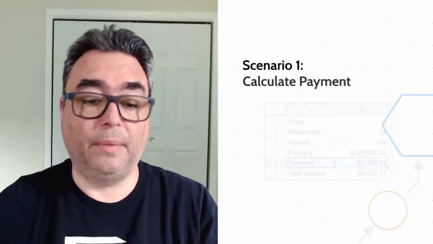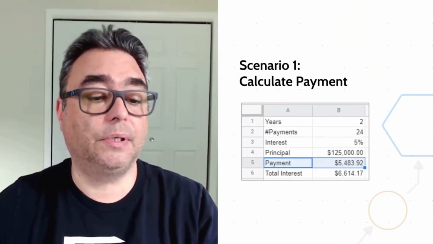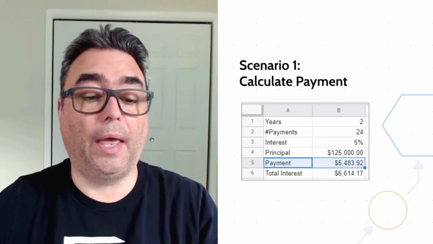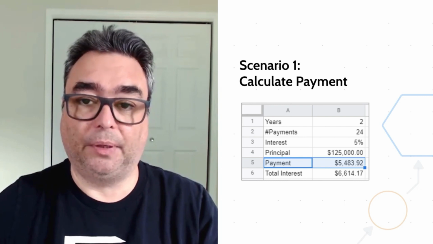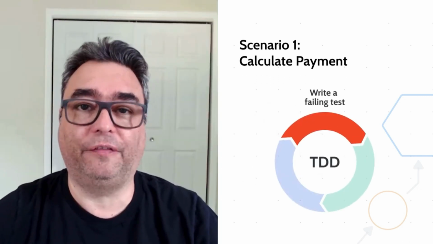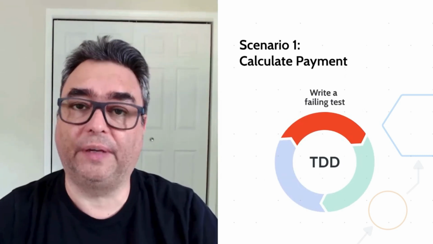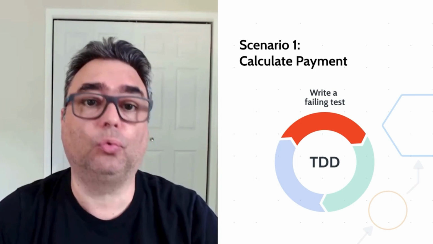We need to calculate the payment, and the payment needs the number of years or the number of payments, the interest rate, and the principal, and it will output the monthly payment amount. For this scenario, we are on the step of writing a failing test. In order to write a failing test, I need to have the public method that the test is going to reference. So we'll start there.